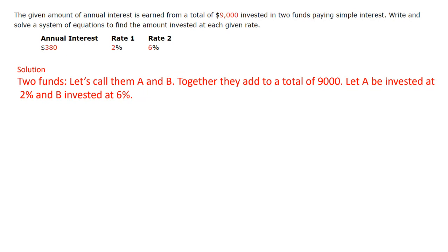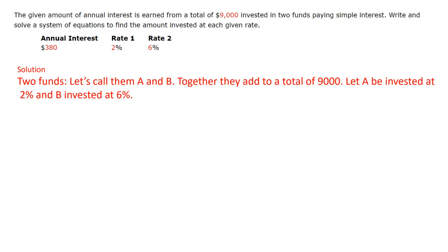So we're going to call these 2 investments A and B. So we'll have investment A, or the funds, right? And then the second fund would be B. But together, we're going to have $9,000. Okay. So maybe one has 3,000 and the other one has 6,000, and that's what we're trying to figure out.